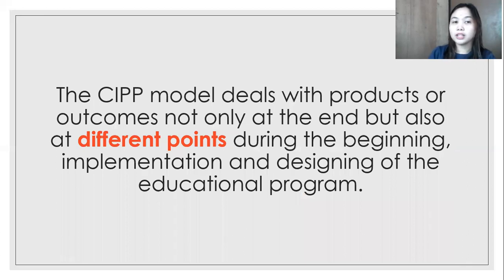Now, let's all remember that the CIPP model deals with the products or outcomes not only at the end, but also at different points during the beginning, implementation, and designing of the educational program. Outcomes are then mapped with objectives, weaknesses are noted, and expected changes are made for the betterment of the quality of education.